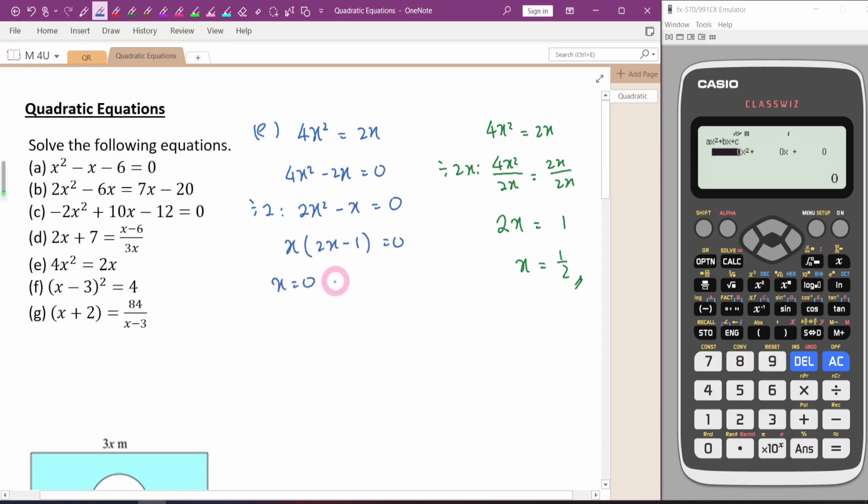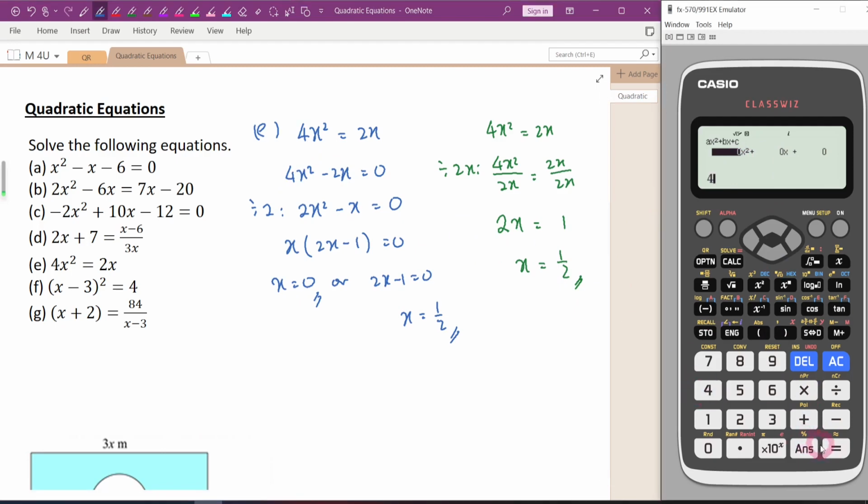X is equal to 0 or 2x minus 1 is equal to 0. One of the answers is x equal to 0 and another answer is x equal to 1 over 2. Actually, we have two answers, not one answer only. If you do it this way, you're only able to get one answer. Let us use our calculator to help us check the answer.